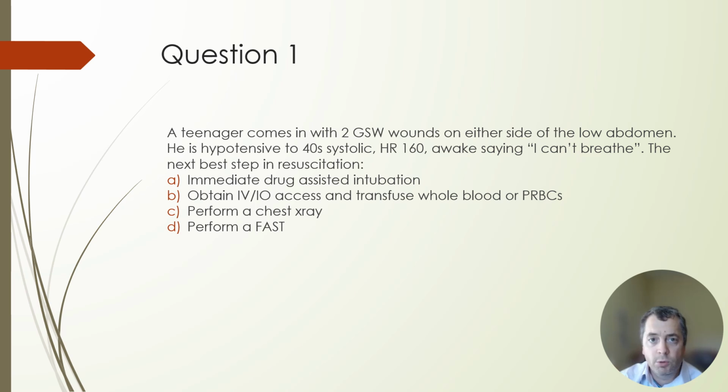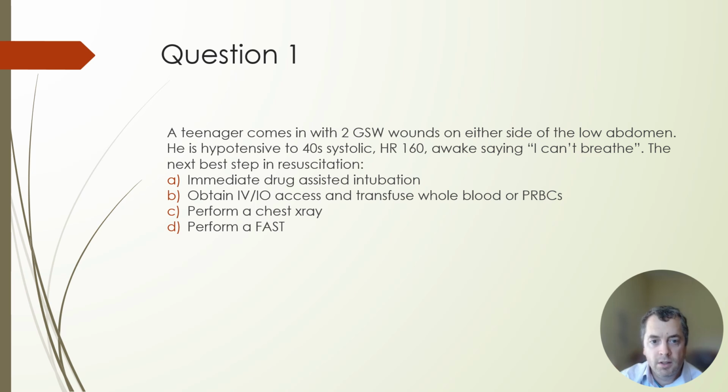All right, moving on to some questions. A teenager comes in with 2 gunshot wounds on either side of the lower abdomen. He is hypotensive, tachycardic, and is awake, saying, "I can't breathe, I can't breathe." Next best step in resuscitation is to perform immediate drug-assisted intubation, obtain IV access or IO access and start transfusions, perform a chest X-ray or a FAST exam?